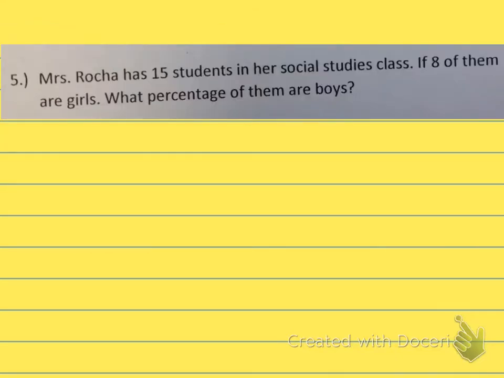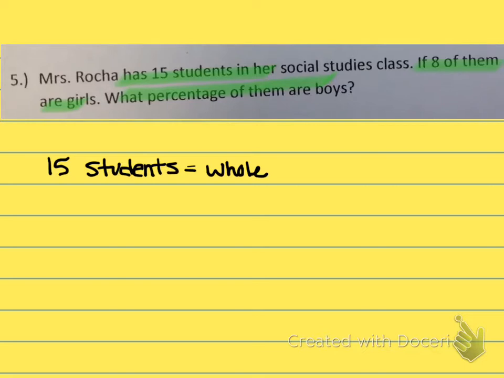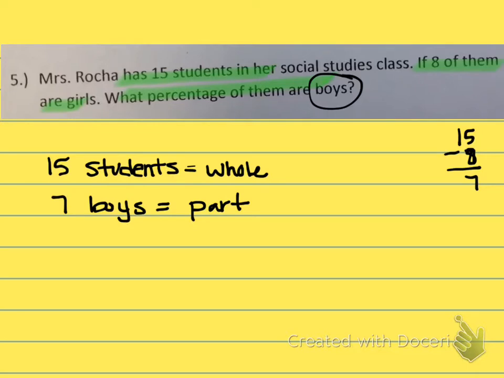Okay, so number 5 is, Mrs. Rocha has 15 students in her social studies class. If 8 of them are girls, what percentage are boys? Okay, so we have 15 students. That's total, so that is our whole. 8 of them are girls, but it's asking for boys. So I need to take 15 minus 8, which gives me 7. So 7 are boys, which is my part. And then it's asking what percentage.